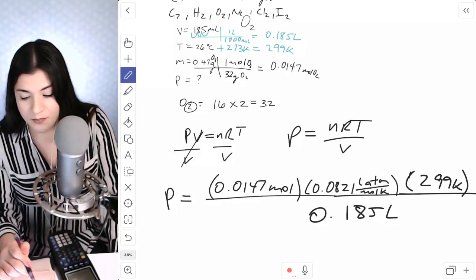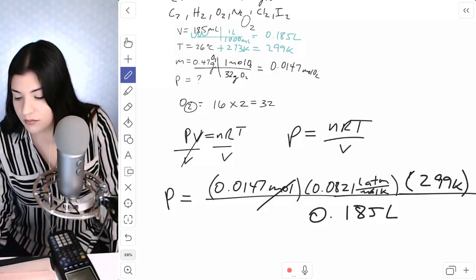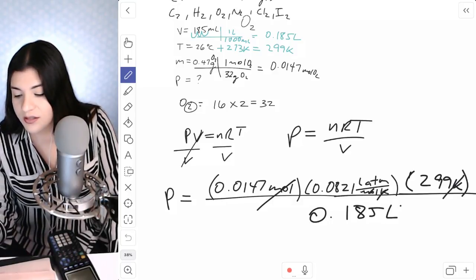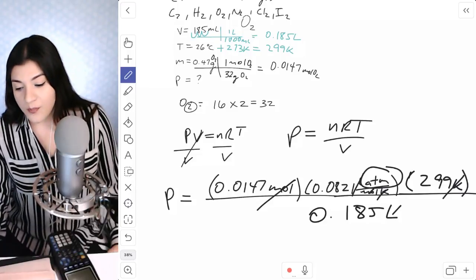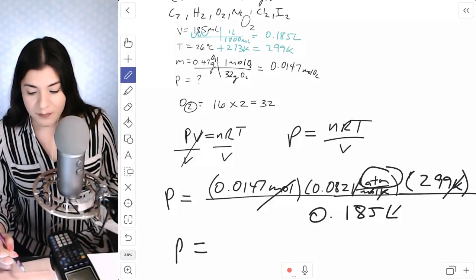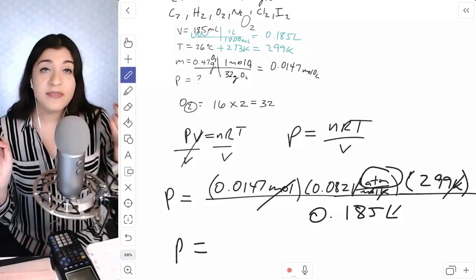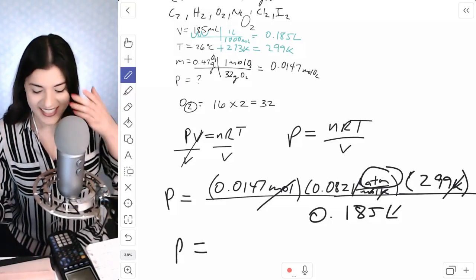What happens is that your moles and moles cancel, Kelvin and Kelvin cancel, liters and liters cancel, and you're left with atmospheres. That's why you want all of your units to match the specific units of our gas constant.